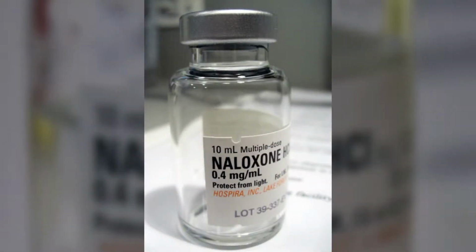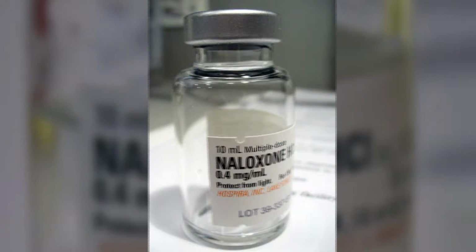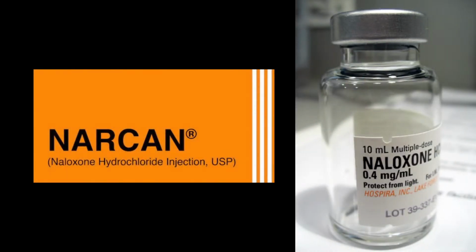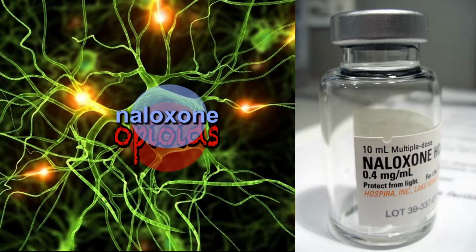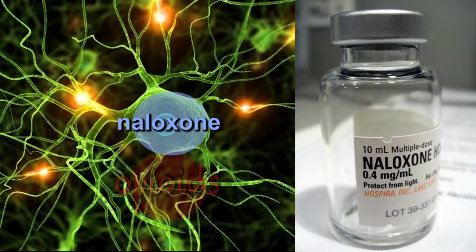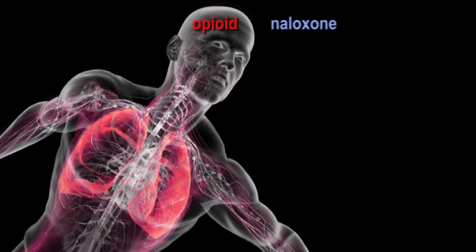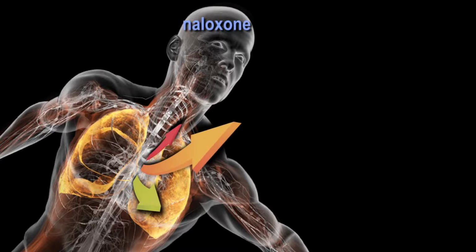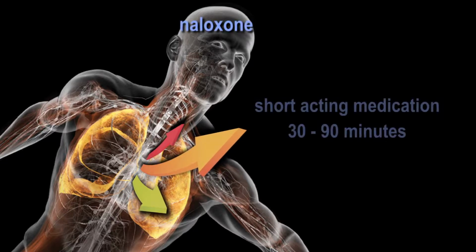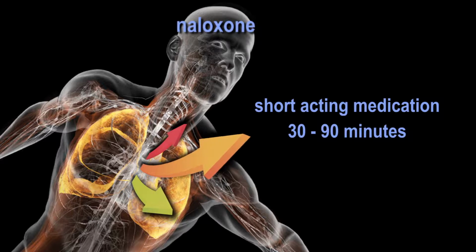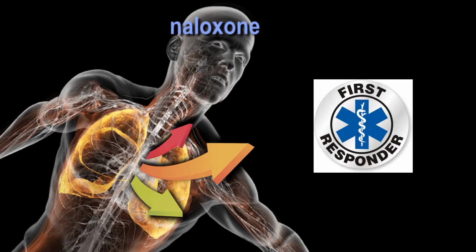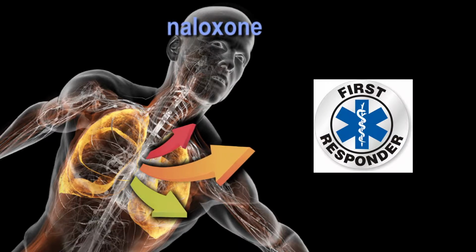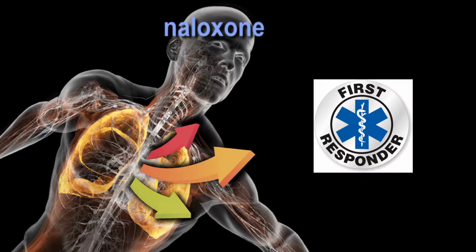The medication for an opioid overdose is naloxone. The most common brand is Narcan. Naloxone blocks the effects of opioids by stealing the spot of the opioid at the brain receptor site. When the opioid is kicked out of the receptors, the person's breathing resumes while the naloxone lasts. However, naloxone is a short-acting medication and will last somewhere between 30 and 90 minutes, enough time for EMS to arrive and transport the person to a hospital for further medical care.